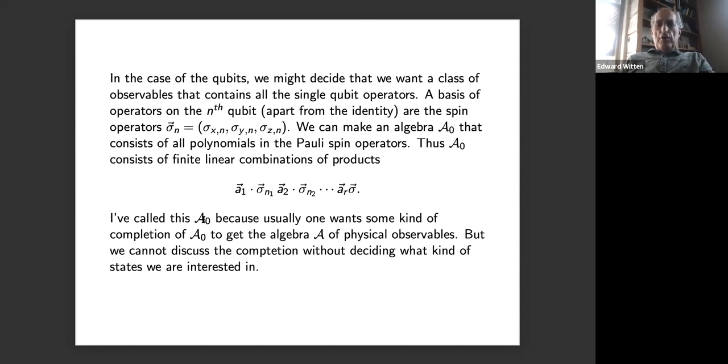I've called this A0 because usually you want to take some kind of completion of A0 to get the algebra of physical observables. Because just as for states, also for operators, here we defined the ones that act on only n qubits, for finite n, but usually we want to allow ones that act on an arbitrary number of qubits, but with very, very small coefficients, with some kind of convergence. But you can't discuss the completion of A0 to get A without deciding what kind of states you're interested in it acting on. As we'll see in a second, the little algebra A0, we can just define it once and for all, but to complete it, we'll have to have a class of states.